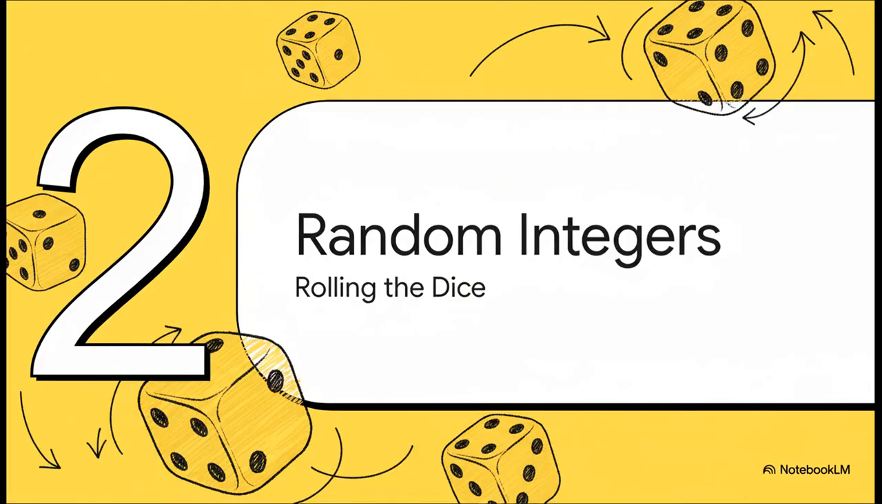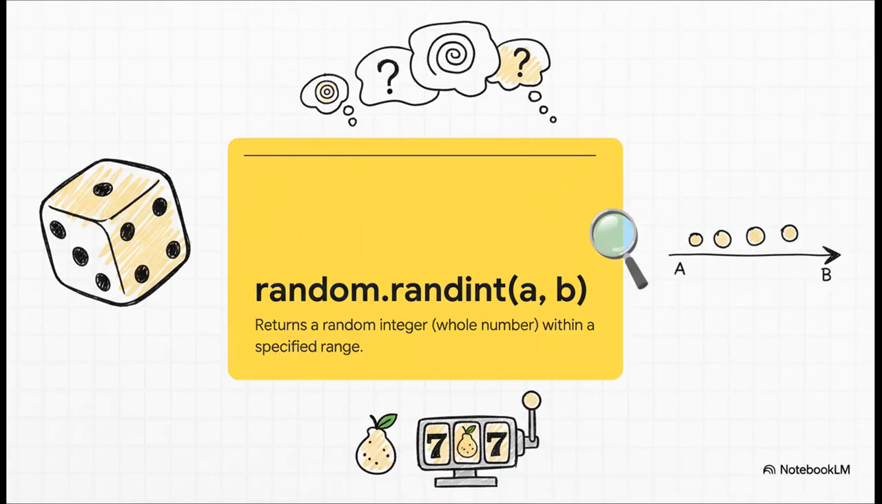All right, next section, generating random integers, or as I like to call it, rolling the dice. Shuffling is great for rearranging the things we already have, but what about creating random numbers from scratch? This is where we get into making integers, which is, you guessed it, just like rolling a digital die. For this job, we use the random.randint function.